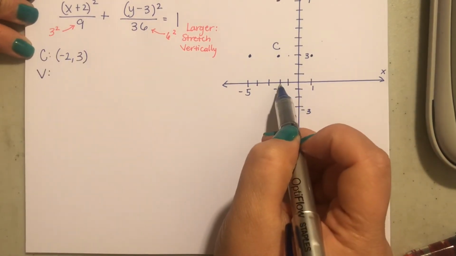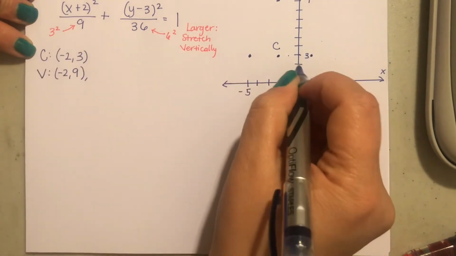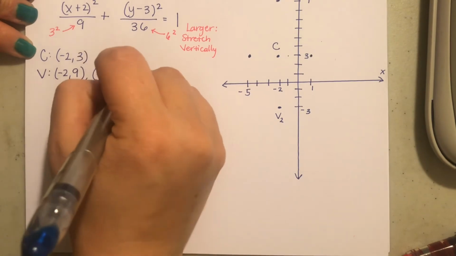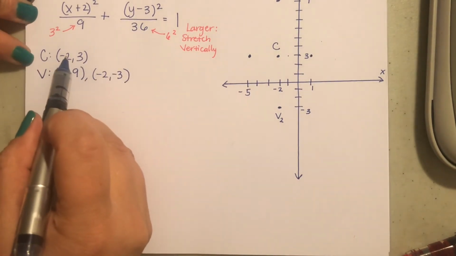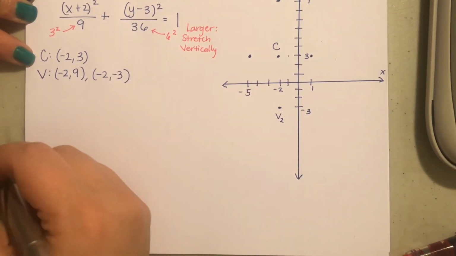We're at -2 and 9, and we're at -2, -3. And you'll see again, our x values stayed the same because y is what changed. That's where the stretch happened.